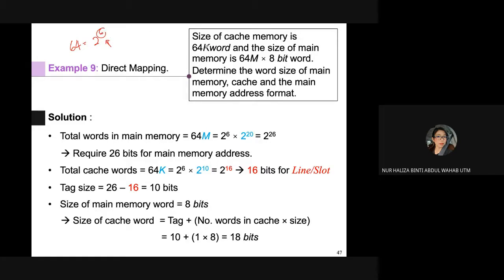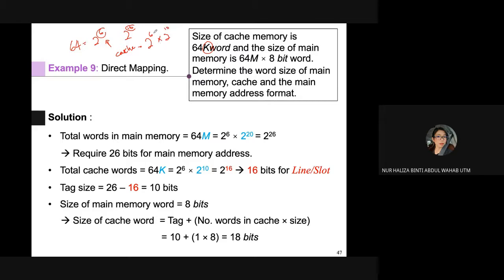But you have kilo over here. If you look, kilo is to the power of 10, yesterday. I forgot already. Please make sure you look back. And over here you can see, okay, this one is memory. If you still remember kilo, we had it in the example in yesterday's class, it is to the power of 10. So that's why your line or slot will be 2^6 times 2^10. Because it is kilo, right?